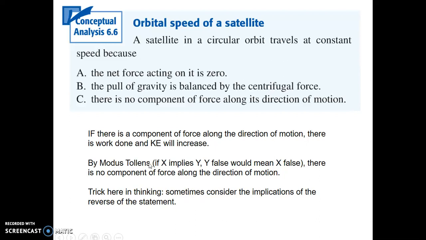So by modus tollens, i.e. if X implies Y and Y false would mean X is false, there is actually no component of force along the direction of motion. So how do we think here? The trick in thinking is sometimes we need to consider the implications of the reverse of the statement that we are considering.